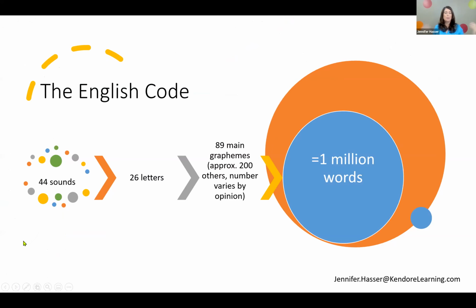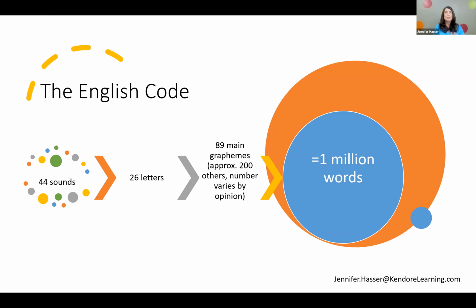First, let's talk about the English code. Every writing system is a code, every language is a code. If you know how to decode, you can read it. And if you know how to encode, you can spell it. The English code consists of 44 sounds. There really was not a consensus on how many sounds there were in our language until recently. You will probably see a lot of things where it ranges from 41 to 46. I think dialect has a lot to do with that, and people split some similar sounds. But in general, there's about 44 sounds.